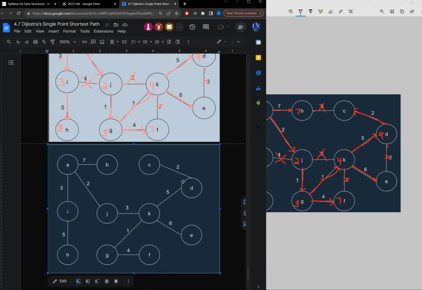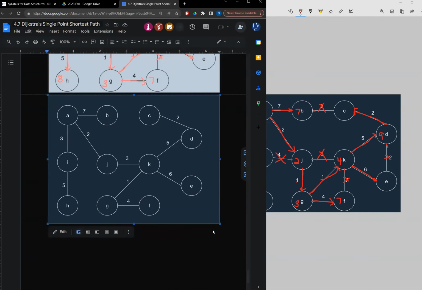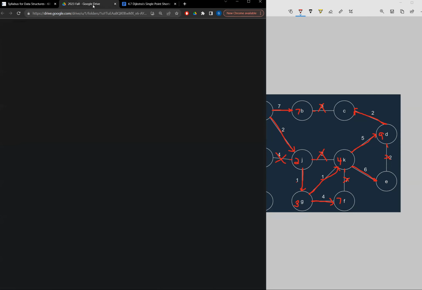Some algorithms will use this as a starting point. I'm trying to remember who uses this as a starting point. I'm forgetting now. But yeah, it is Dijkstra's algorithm. Dijkstra has a few algorithms here and there. All right.